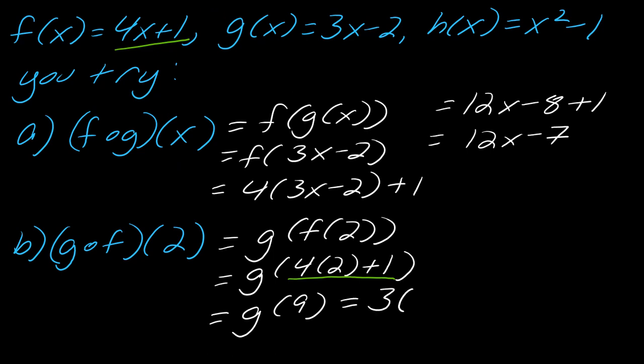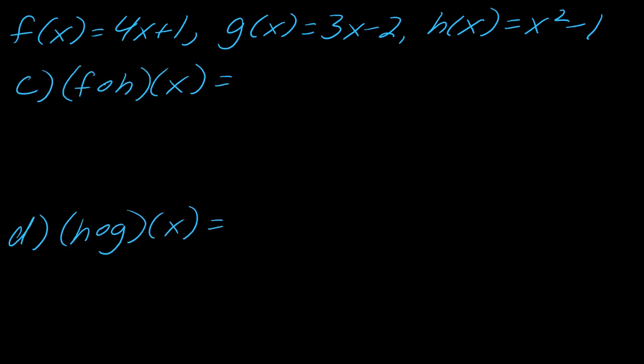So if I plug 9 into g of x, this will be 3 times 9 minus 2, which is going to be 18 minus 2. Sorry, not 18, 27. 27 minus 2. So that equals 25. So that could be how you would handle something like that. So I have just 2 more of these here for you now. So if you want to pause the video and give them a try, then you can hit play when you're ready.